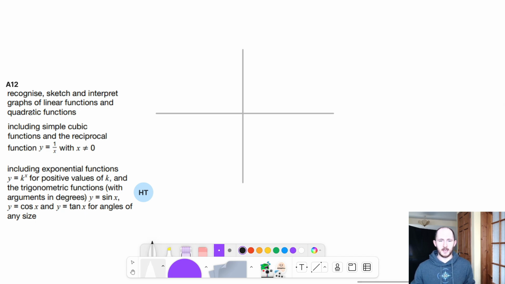So we've already done linear and quadratic, and hopefully those make sense. Quadratics are U-shapes and N-shapes. Linears are just straight lines. Now we also have cubic and reciprocal functions.